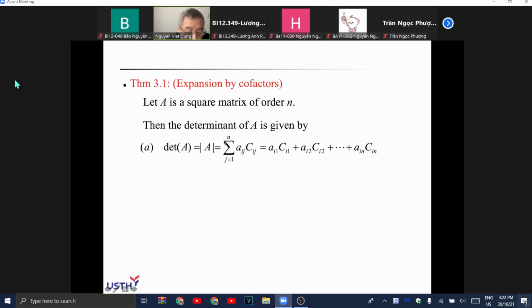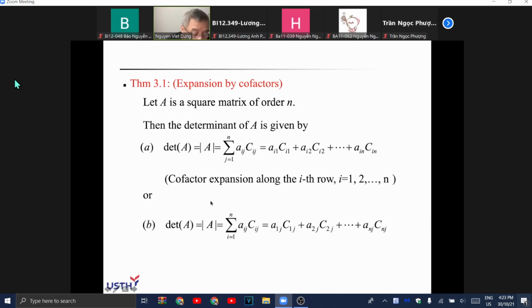In that formula, i is fixed and j runs from 1 to n. Because of that, the formula is named cofactor expansion along the ith row. And in that case, i can be any number from 1 to n. It can be 1, 2, 3, up to n. That is the first formula.